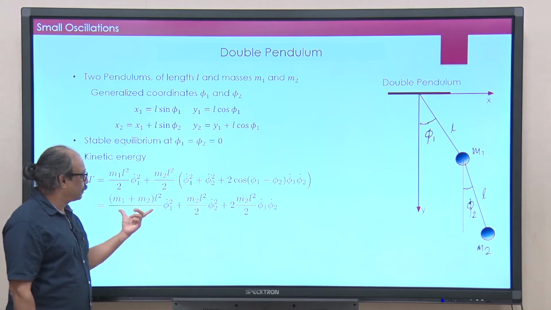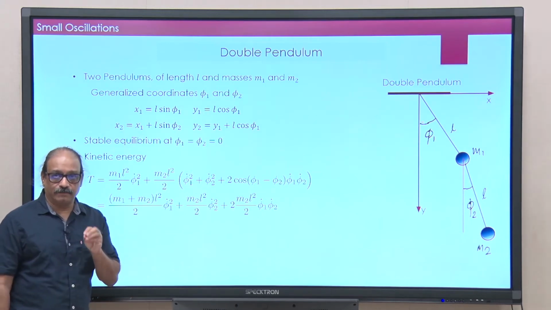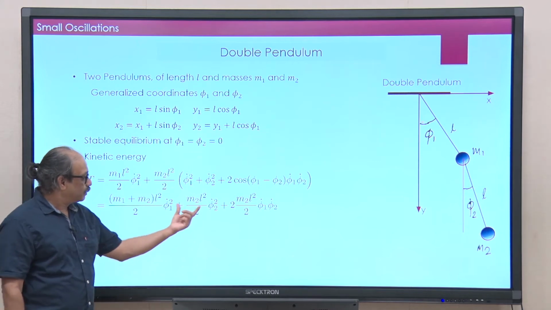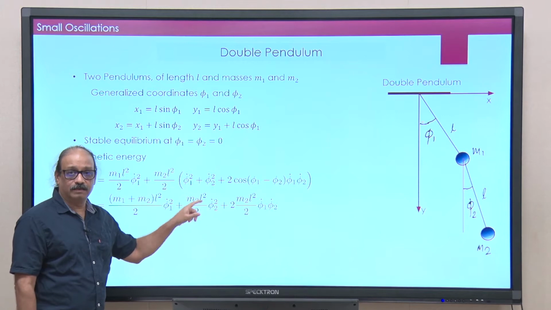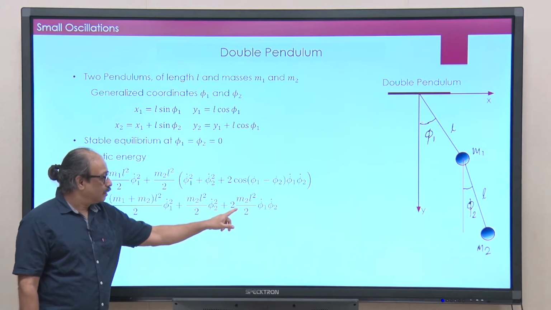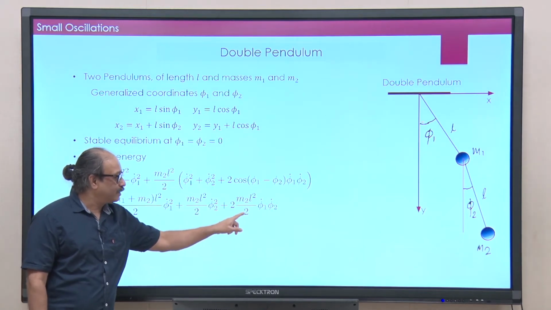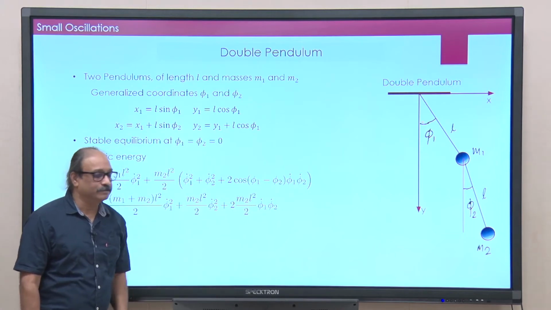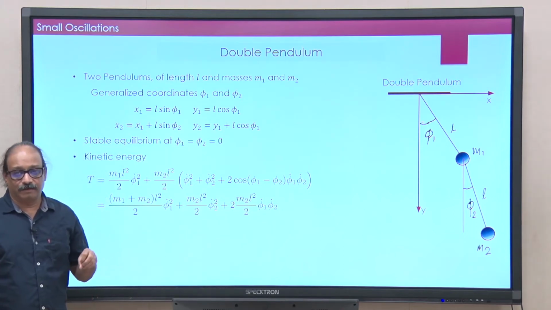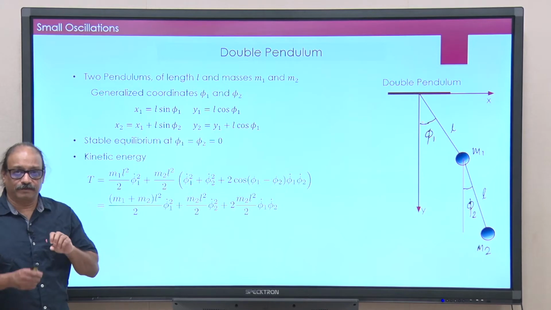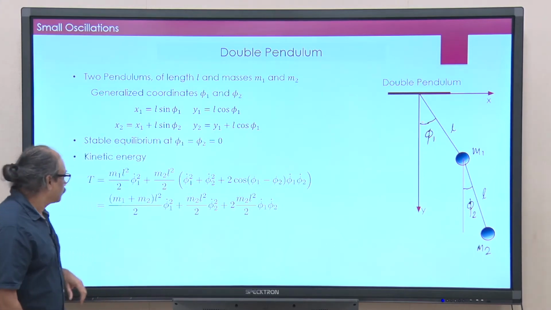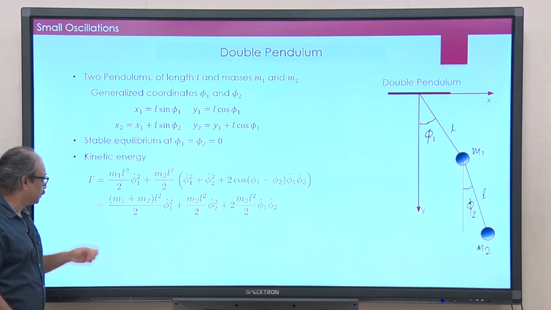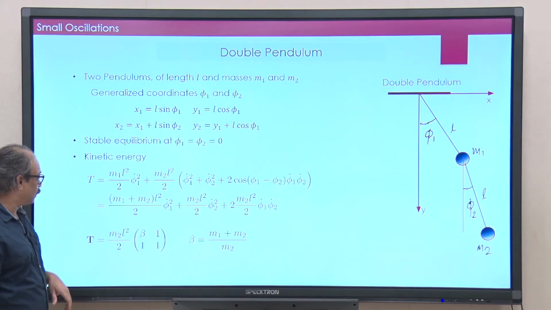So, basically this one goes as a T 1 1, this one goes as T 2 2, because it is phi 2 dot into phi 2 dot, and this term here basically m 2 L square by 2 multiplied by 2 gets split between T 1 2 and T 2 1. Okay. So, let me write the matrix for T. Matrix for T would look like this.